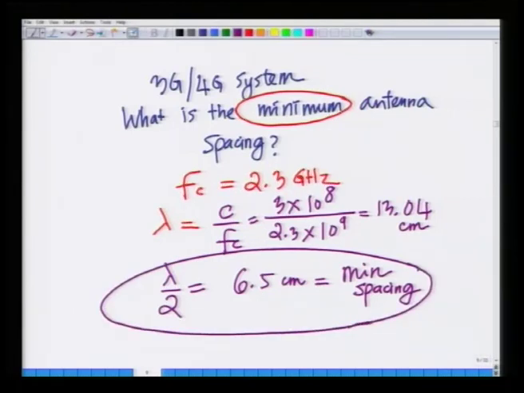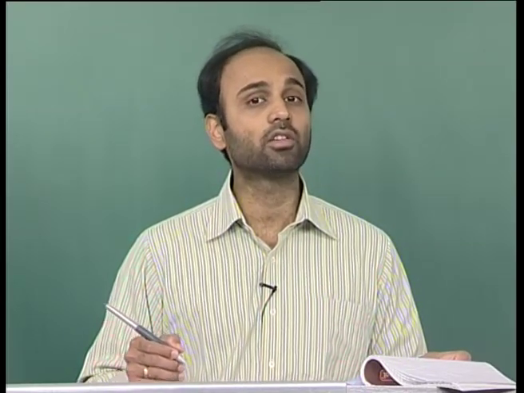So, in a 3G/4G system, the carrier frequency is 2.3 gigahertz. The wavelength lambda is c over fc, which is 13.04 centimeters, which means the spacing required is lambda by 2, which is 6.5 centimeters, and this is comparable to the dimensions of the mobile phone. Hence, you can have multiple antennas on your third or fourth generation mobile phone, because as the carrier frequency increases, the wavelength decreases, hence the antenna spacing decreases. Hence, it is possible to place multiple antennas on the phone.